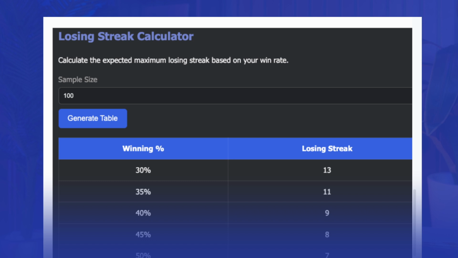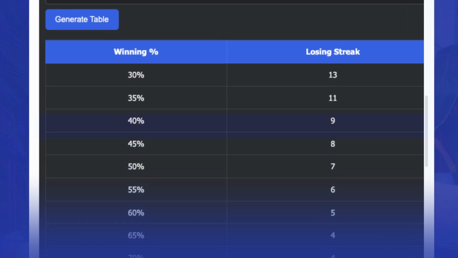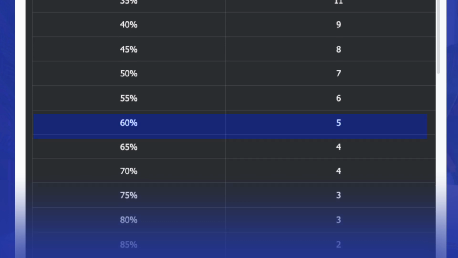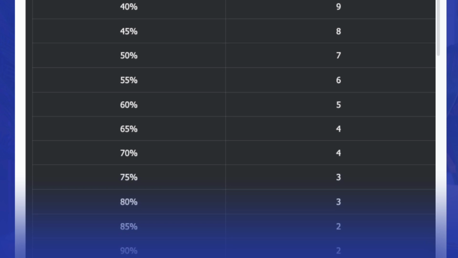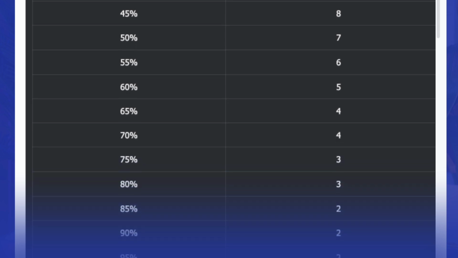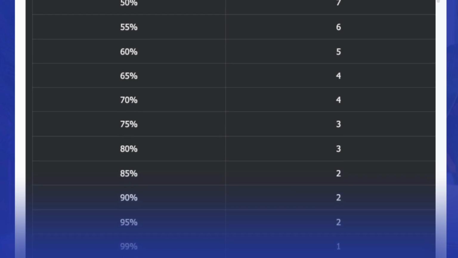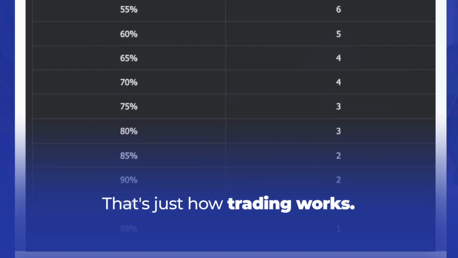So statistically, if you take 100 trades and your win rate is 60%, you are bound to lose 5 trades in a row. This is by statistics. So if you know this, then you know that nothing is wrong with your strategy when you lose 3 trades in a row. It's just how trading works.